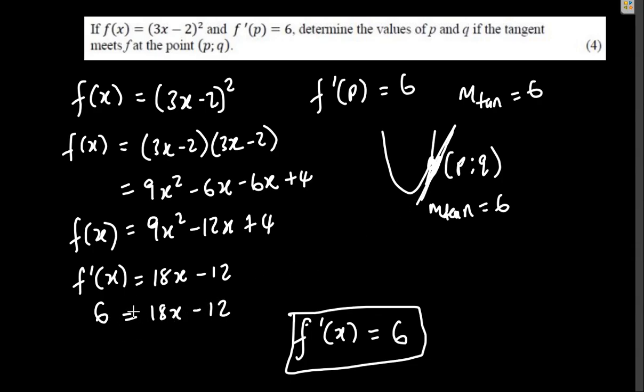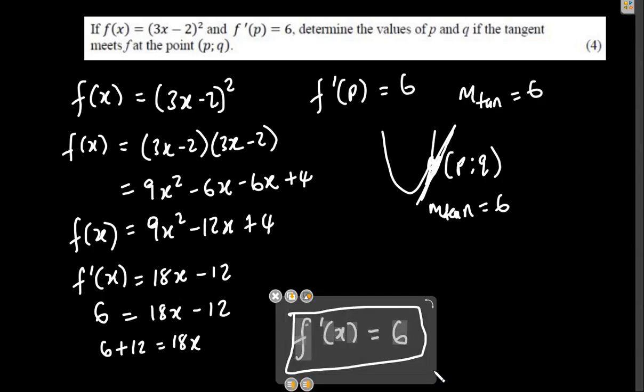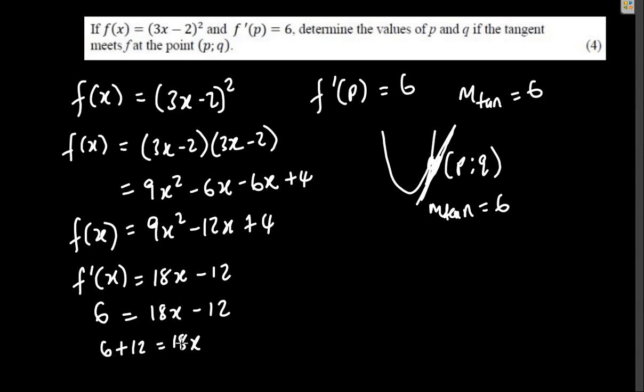So you take 12 to that side, you're going to have 6 plus 12 is equal to 18x, right? Then after that, what will you have? You will then have 18 is equal to 18x. Then you divide by 18 both sides, therefore your x is 1. What does it mean? It means all of that is happening where x is 1. So it means the derivative at 1 is equal to 6. The gradient of the tangent at x equals 1 is 6.